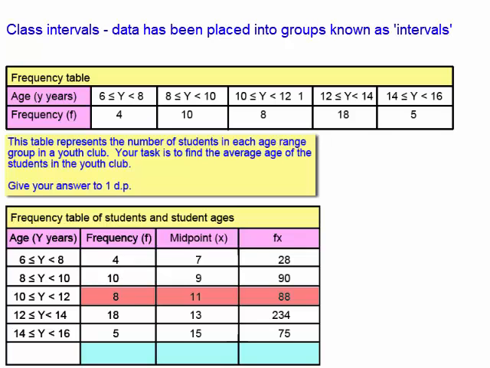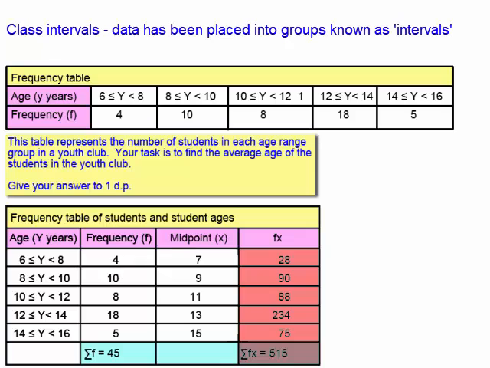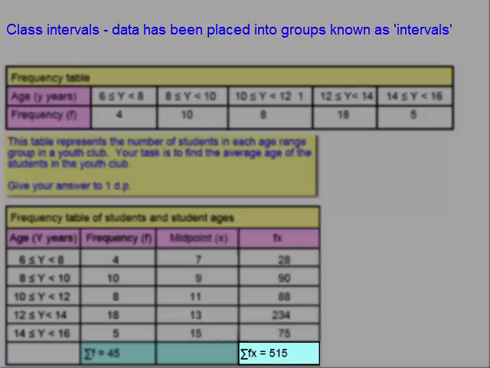and so on. Having calculated all our values, we can calculate the sum of the frequencies by adding all the frequencies together. In this case, the sum of the frequencies is 45. Similarly, we can calculate the sum of fx by adding all the values for fx together. In this example, the sum of fx is 515.